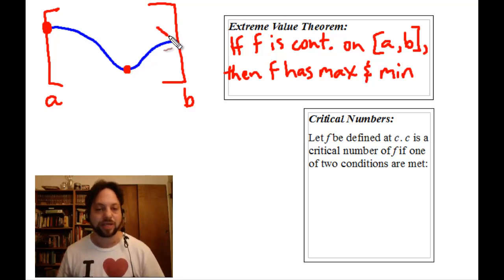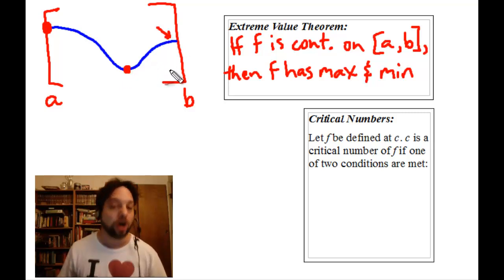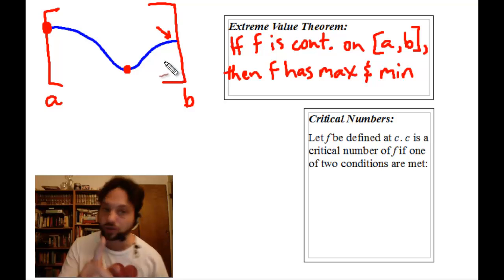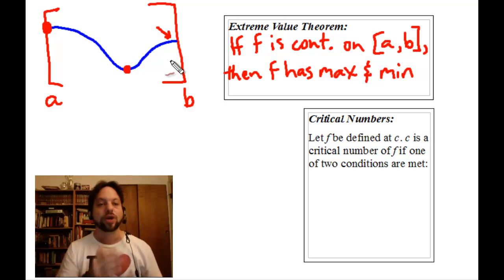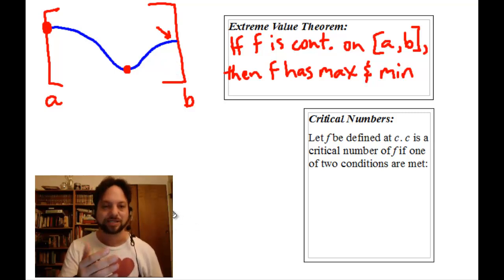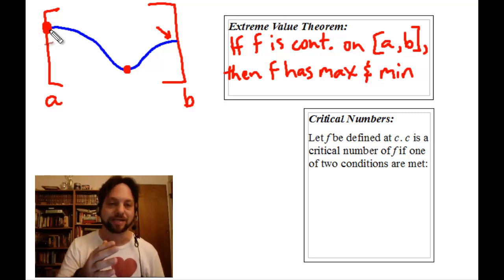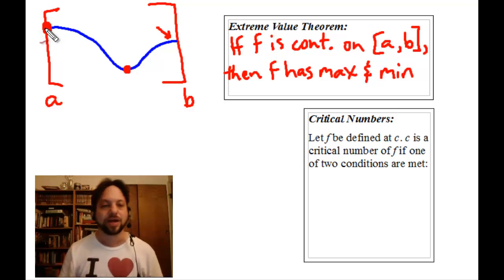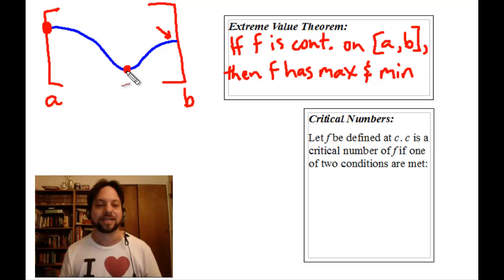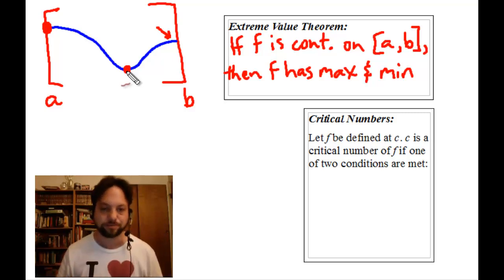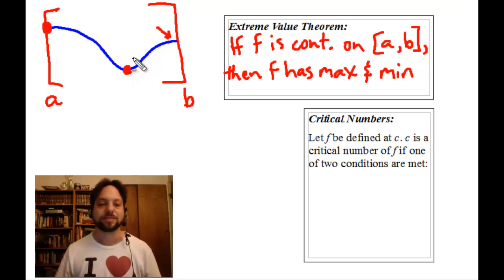Now this point right here is an interesting one. It's also a max of sorts. Because it's the highest point in its neighborhood, we call that a relative max, whereas this max over here is an absolute max. The function on that closed interval does not get any higher than an absolute max, nor does it get any lower than this, which is an absolute min. So how do we find these maxes and mins?